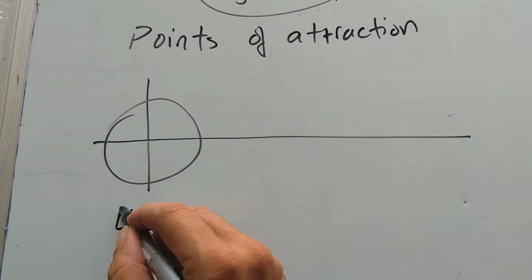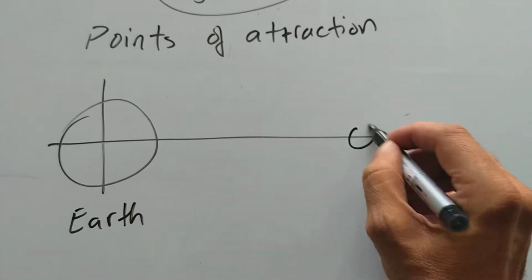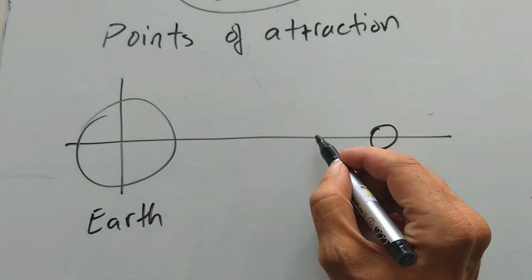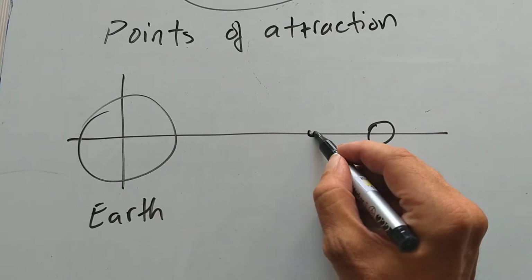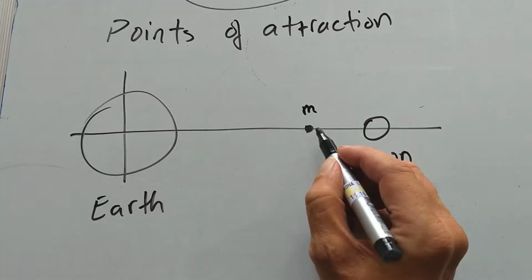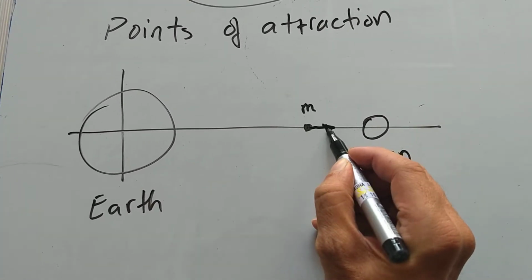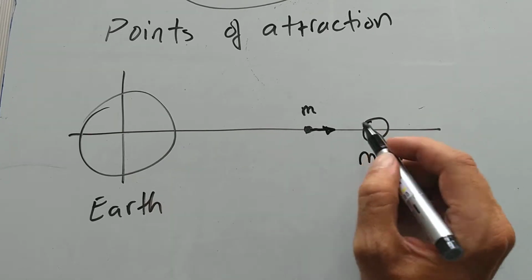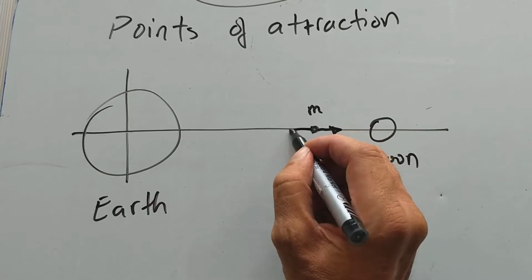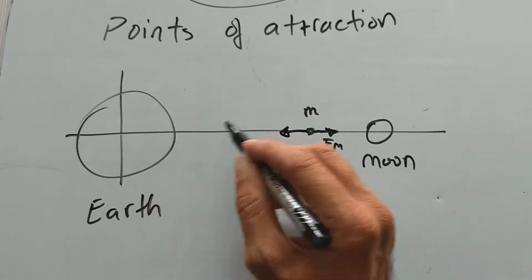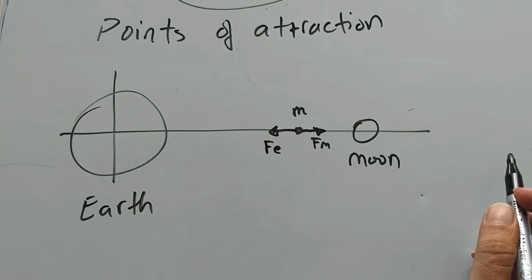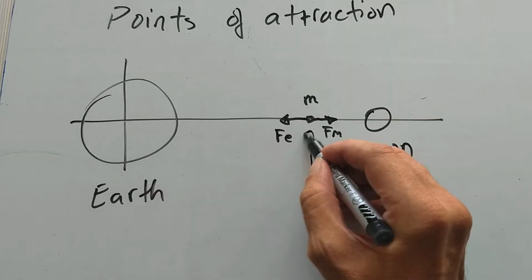We have the Earth and the Moon. And there's got to be some point, probably closer to the Moon, where if you put a mass m, the force due to the Moon, the attraction between mass m and the Moon, and the force between the Earth and mass m are equal. So this is a point of attraction.